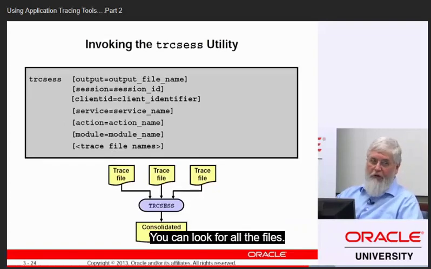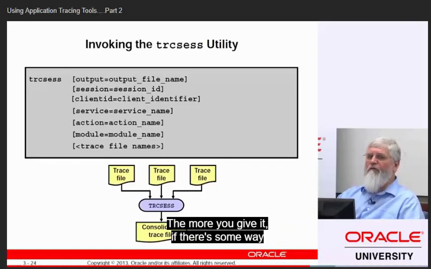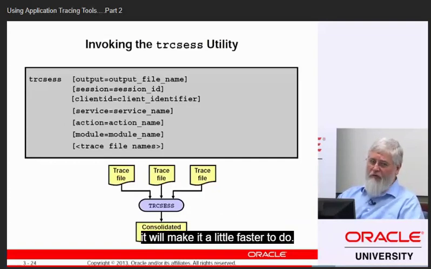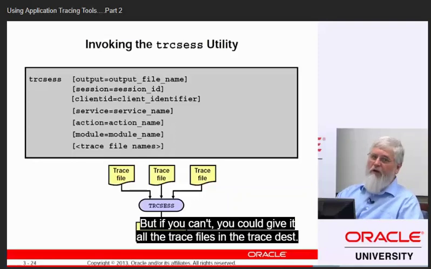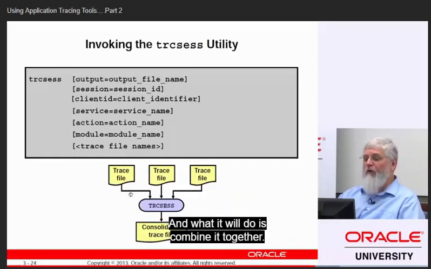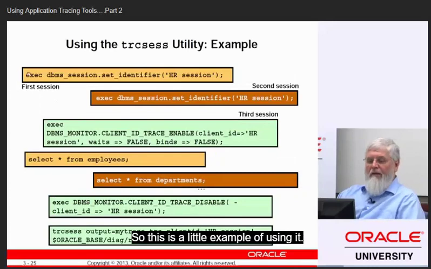You can look for all the files. If there's some way to limit it a little bit based on file name, it will make it a little faster to do. But if you can't, you could give it all the trace files in the trace destination. The DBA is going to use all the trace files in the trace destination. And what it will do is combine it together. So this is a little example of using it, okay?